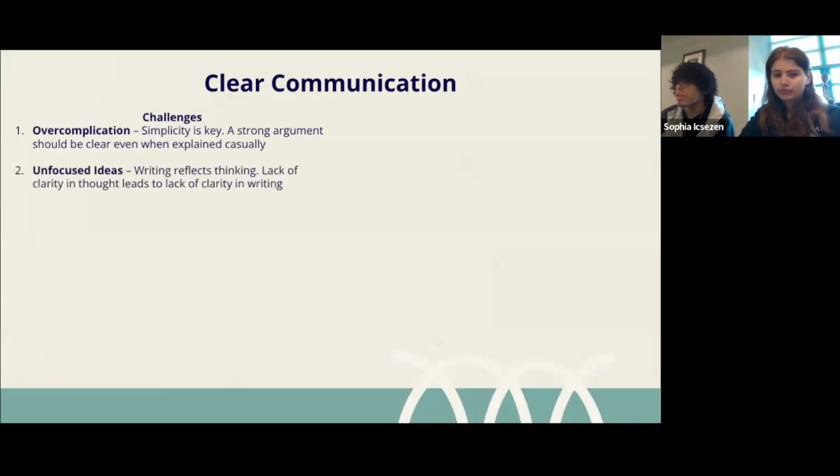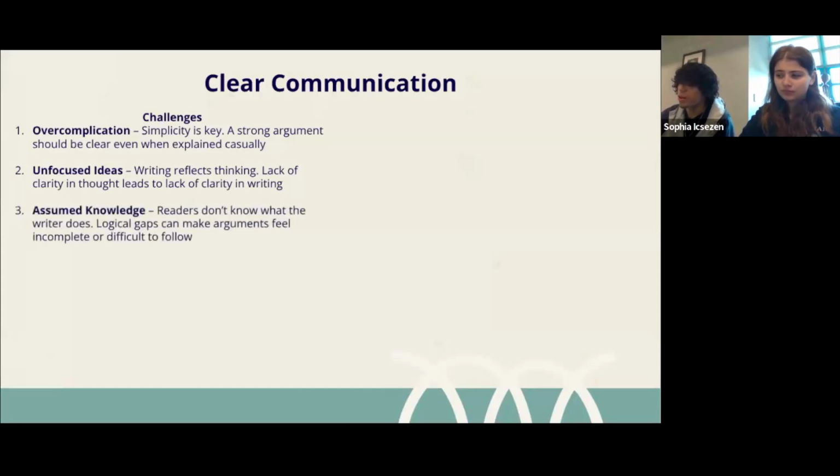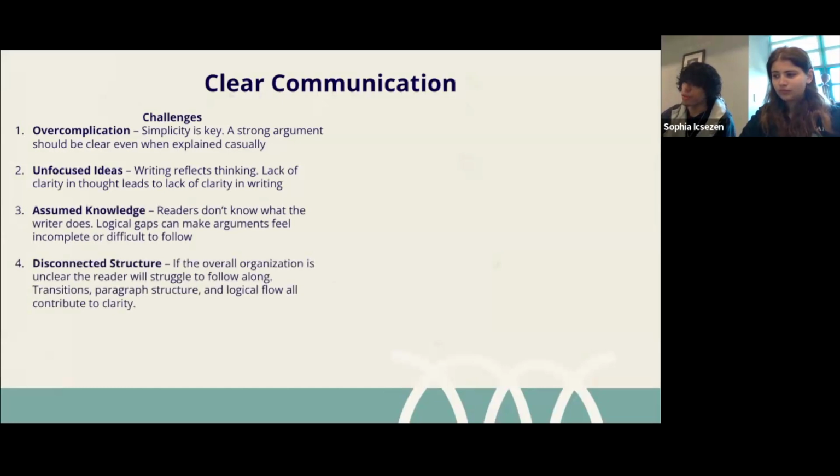The second is unfocused ideas. If a writer hasn't fully developed their argument, their writing will reflect that confusion. This is why a lack of clarity in thought leads to a lack of clarity in writing. The third is assumed knowledge. Writers sometimes assume readers know what they know, but if they make logical gaps, their argument can feel incomplete or difficult to follow. And finally, having a disconnected structure.